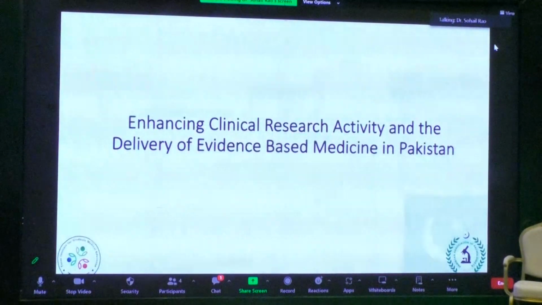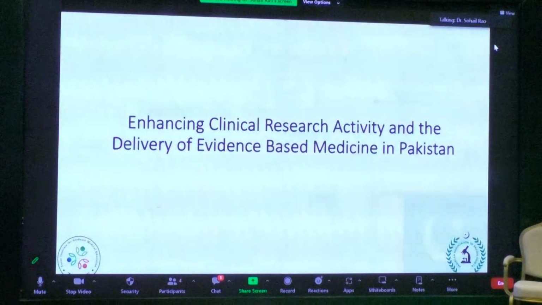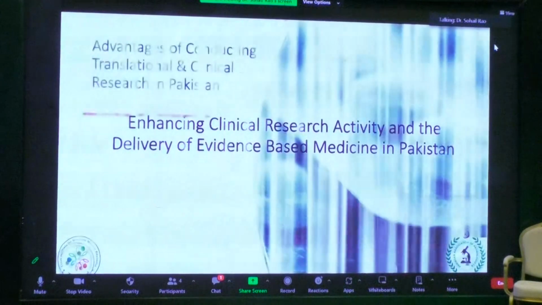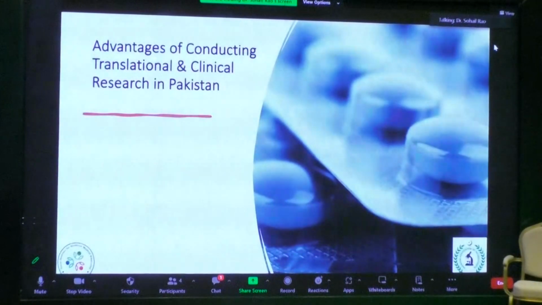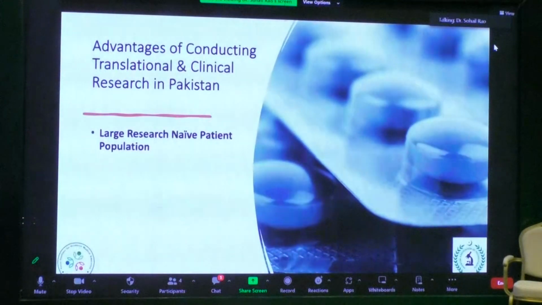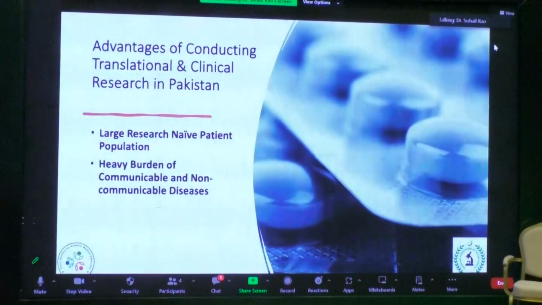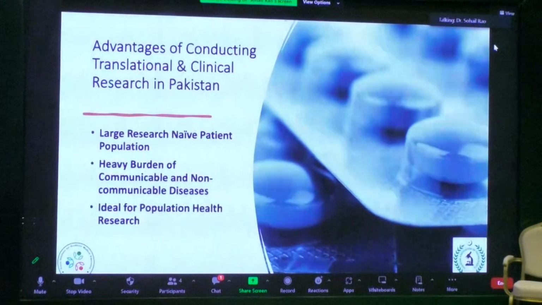Now, how are we going to enhance this clinical research activity and the delivery of evidence-based medicine in Pakistan? So there are clear advantages for pharmaceutical companies to do translational clinical research in Pakistan. There is a large research-naive patient population in Pakistan. There is a heavy burden of communicable and non-communicable diseases.